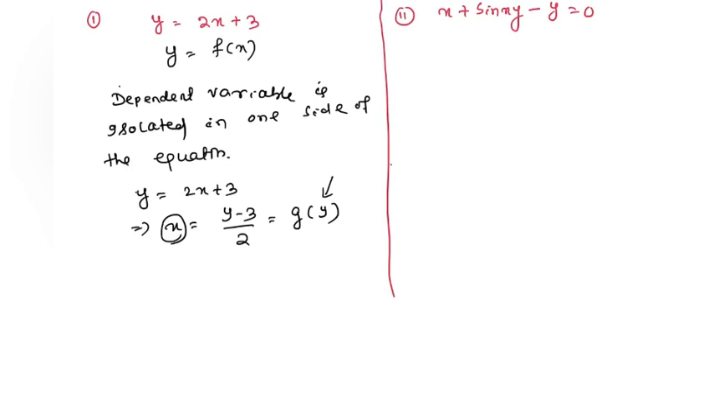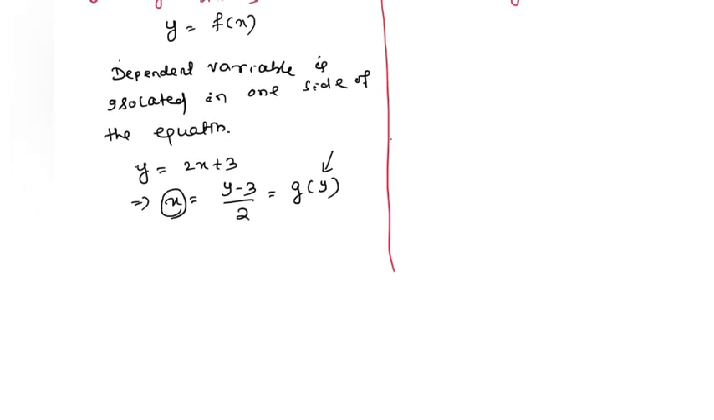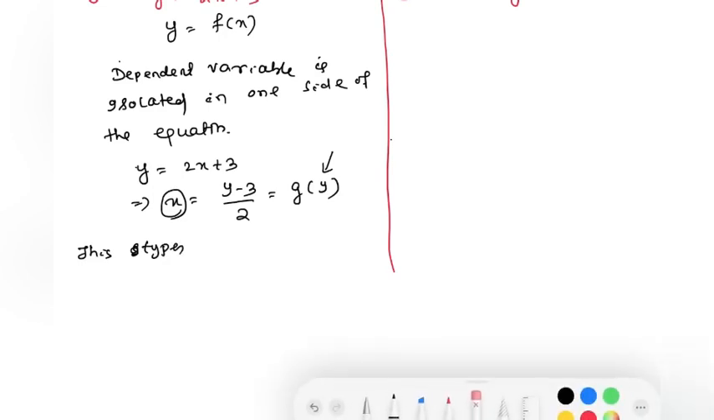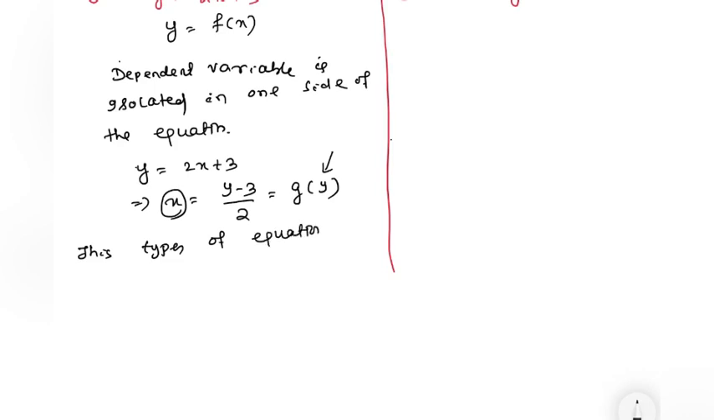So this type of equation is called an explicit equation.